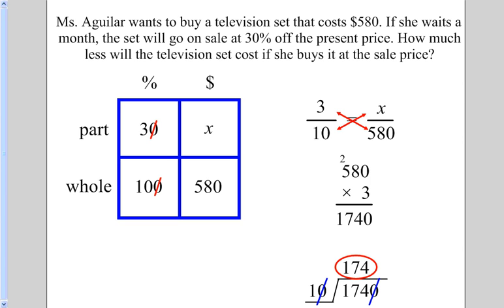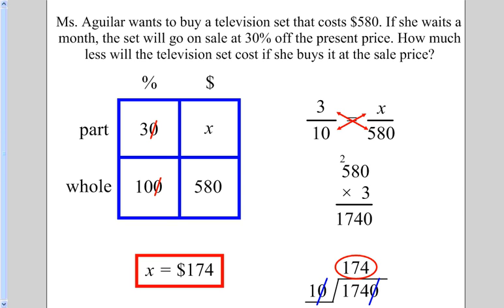174. Now, the answer to this problem is $174. The question doesn't ask us what the sales price is going to be. How much is the television going to cost us next month? That's not what the question is. The question asks, how much less will the television set cost? So it's asking, how much is the store going to take off the price at 30% off? And so that is going to be $174.